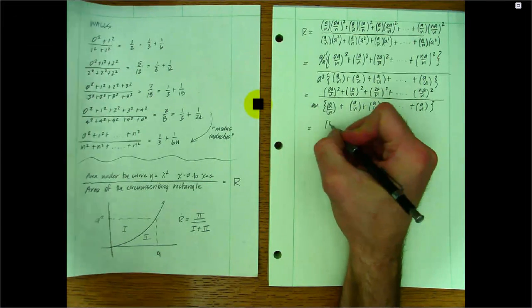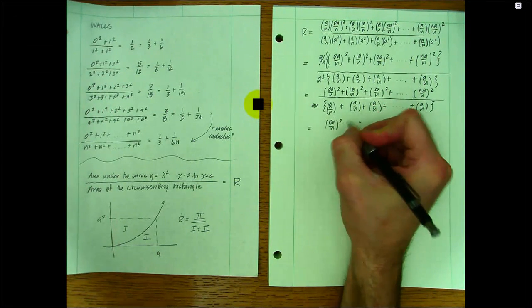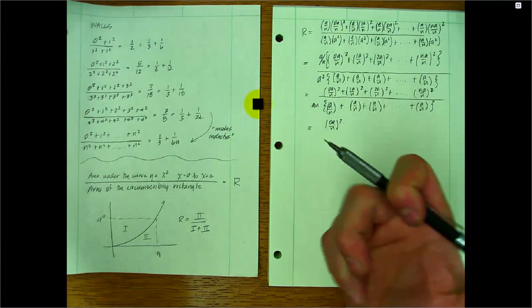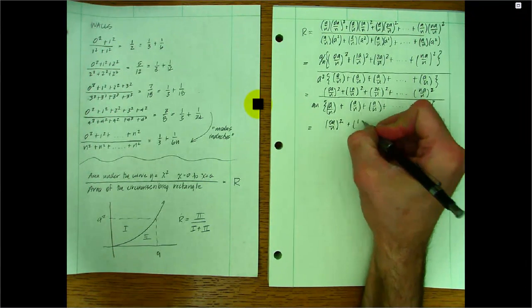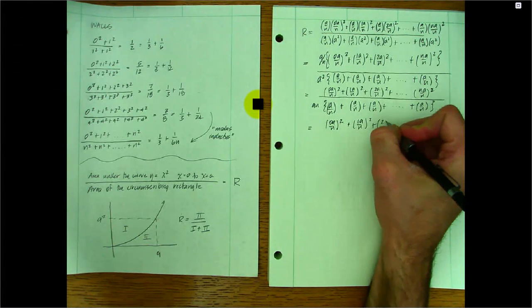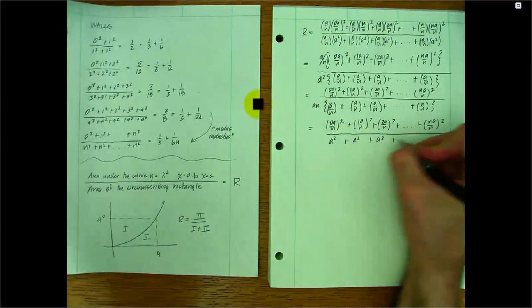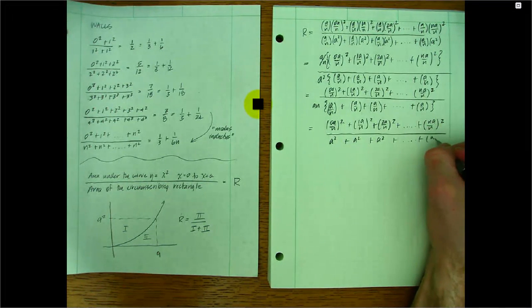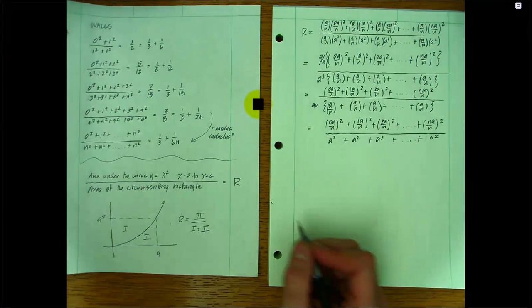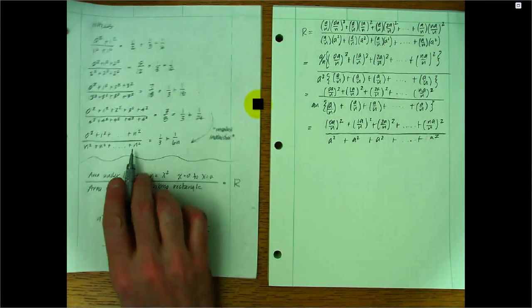So we end up with 0a over n squared plus 1a over n squared plus 2a over n squared plus all the way out to na over n squared. And then on the bottom, I would just have an a squared plus an a squared plus an a squared plus all the way out to a squared. So that parentheses there, get rid of it. Okay, getting closer here to his form.